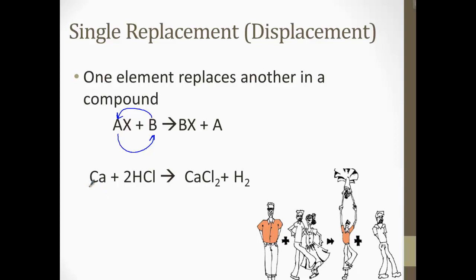So let's look at this reaction with calcium and hydrochloric acid. Calcium and hydrogen will end up trading places. So I'll get calcium chloride plus hydrogen gas. The calcium and hydrogen ended up trading places.